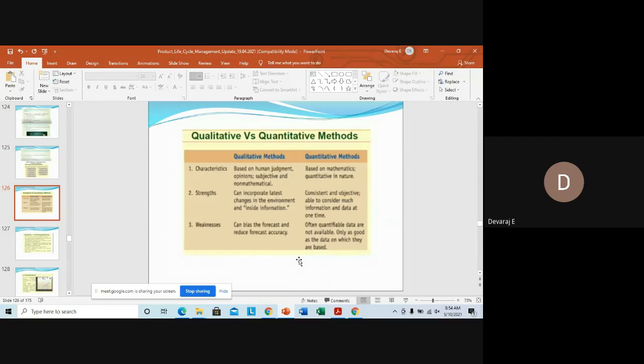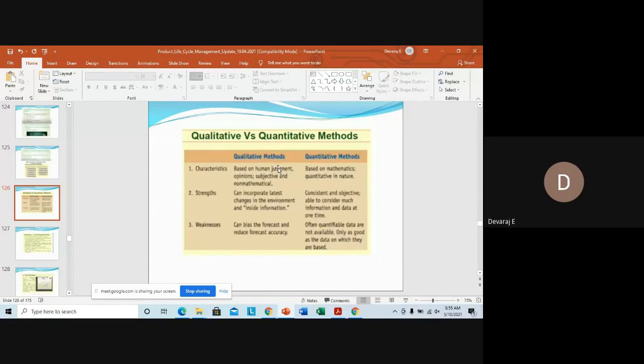Regarding the qualitative as well as the quantitative methods, often the quantitative data are not available. They are only as good as the data on which they are based. So if you go for a new product, you will not have any previous data. So you should solve the problem immediately, and you should predict for the next 2 years. So this is very important, that is, the qualitative and quantitative methods.